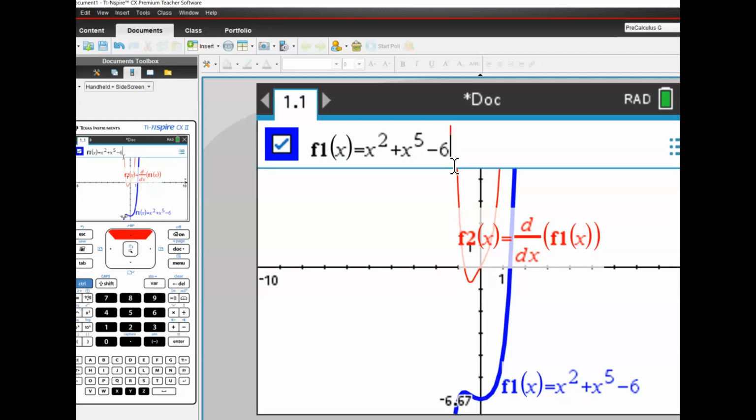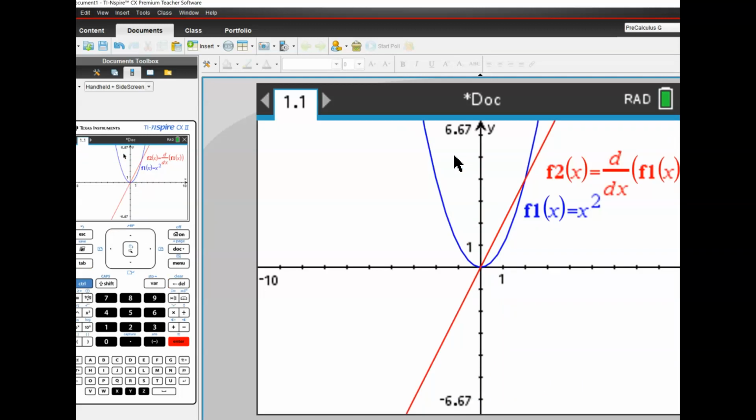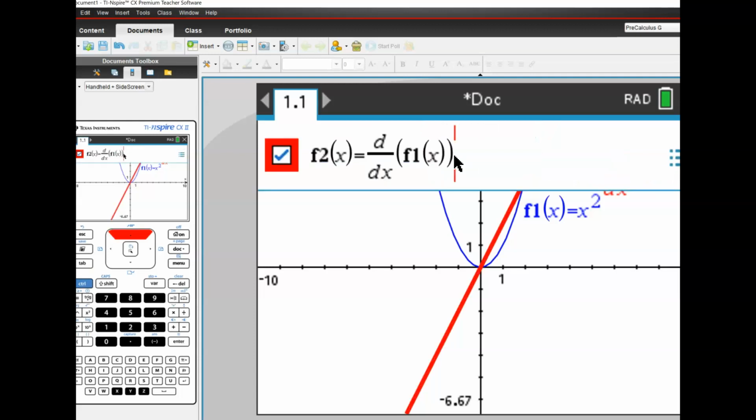Okay. So this first one is a function. I'm just looking at x squared, which is the blue, and the red is showing me the derivative. The derivative is literally telling me. So the red, you had to push, did you push the template tab?